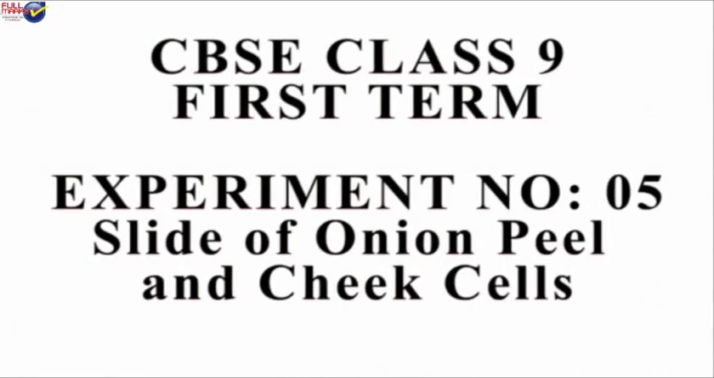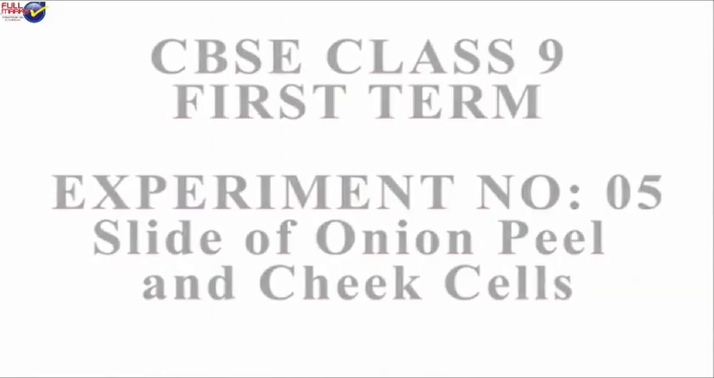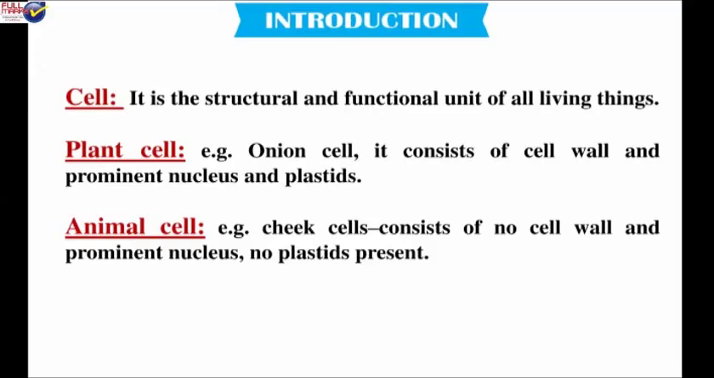CBSE Class 9, First Term, Experiment Number 5: Slide of Onion Peel and Cheek Cells. Introduction. Cell: it is the structural and functional unit of all living things. Plant cell, for example, onion cell. It contains a cell wall and a prominent nucleus and plastids.